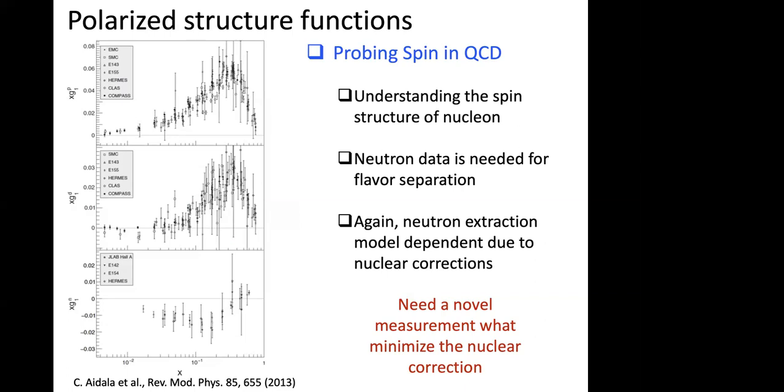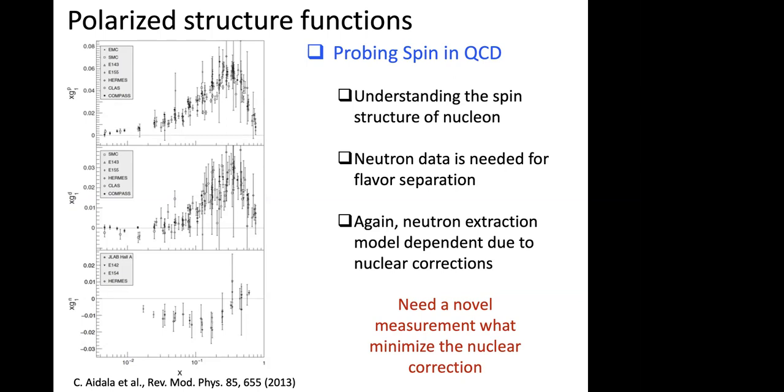With this current situation, we need a novel measurement that can minimize the nuclear correction, that can help us have better, more precise data on the neutron in order to study the spin structure of the neutron. On top of that, we know that we need both data from proton and neutron in order to do flavor separation. So this is the situation and we need to solve it.